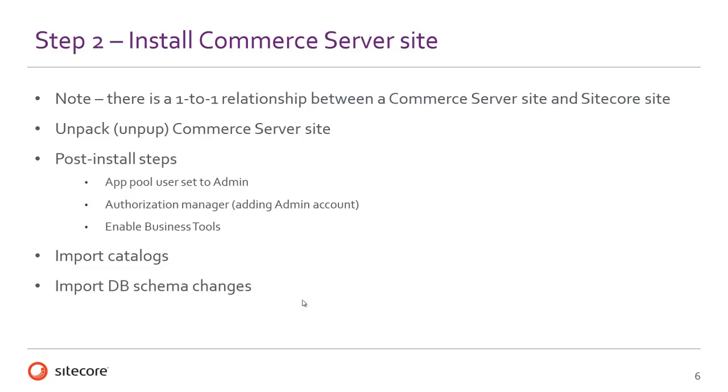So as part of our tasks, first of all, we're going to unpack this Commerce Server site, and that's really a process that will install the site itself and a number of the services that we can then use. Next, we're going to do a number of post-install steps, so that includes setting permissions correctly within app pools and the authorization manager. And then the last step is once we have those tools enabled, we're going to import some catalogs and import some database schema changes that are necessary for using that with the Solution Storefront site.